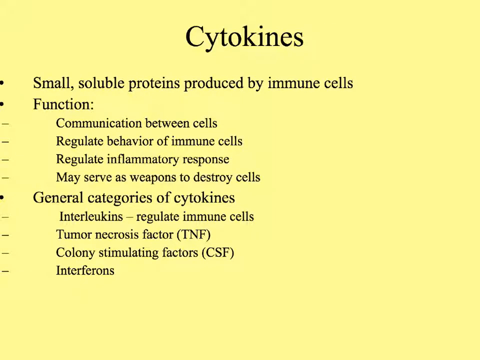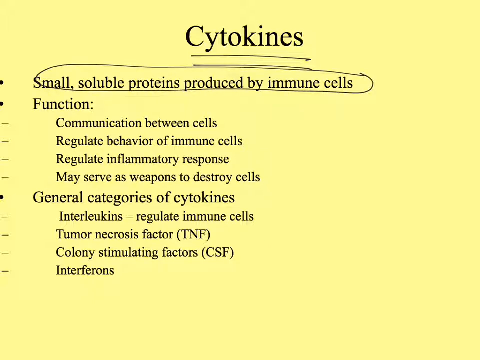Okay, now cytokines. Here's the definition. They're small soluble proteins produced by immune cells, and what they do is communicate. It's how cells communicate with each other. So if this is a cell and this is a cell, the way they talk is they release these cytokines. They bind to a receptor, and then they cause a change to occur in the next cell.